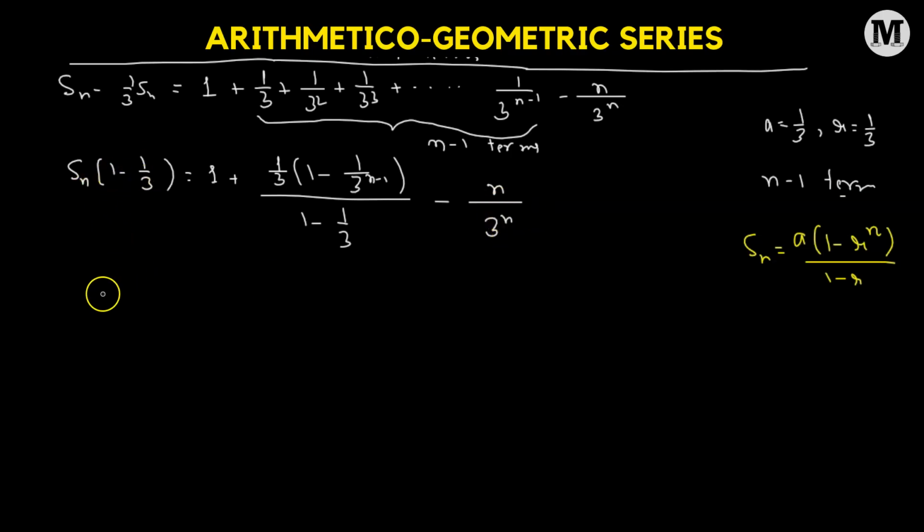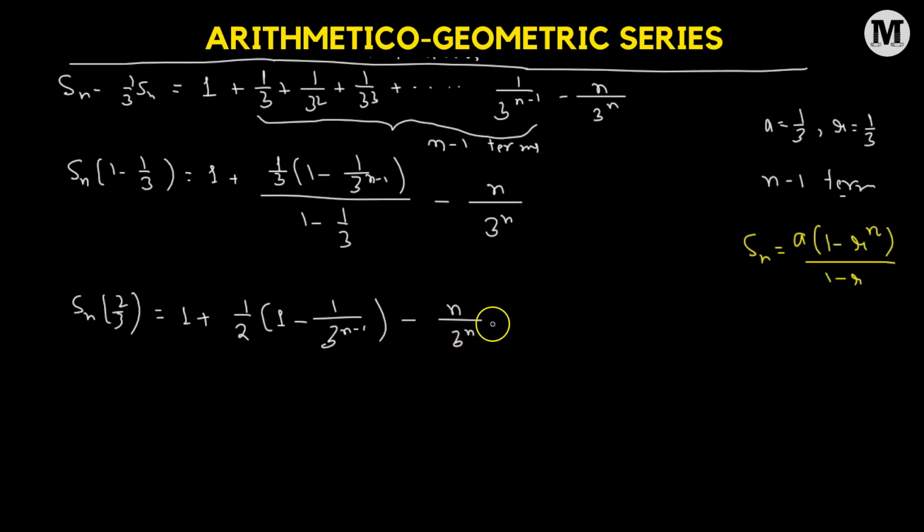Now 1 minus 1/3, that's 2/3. So we have Sn multiplied to 2/3 equals to 1 added to, so here we have 1/3 divided by 1 minus 1/3, which is actually 2/3 here. So 1/3 over 2/3, that's simply going to be 1/2. So 1/2 multiplied to 1 minus 1/3 raised to the power of n minus 1 minus n divided by 3 raised to the power of n. So Sn, that's 2/3. Let's further simplify here.